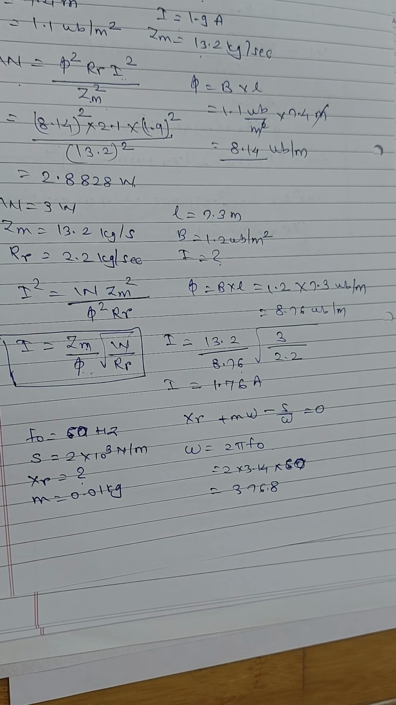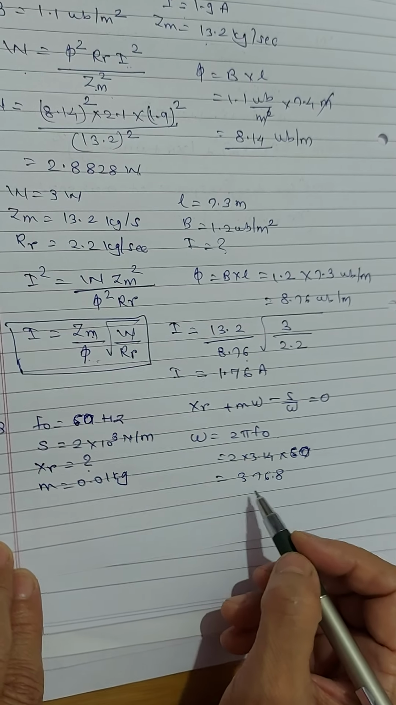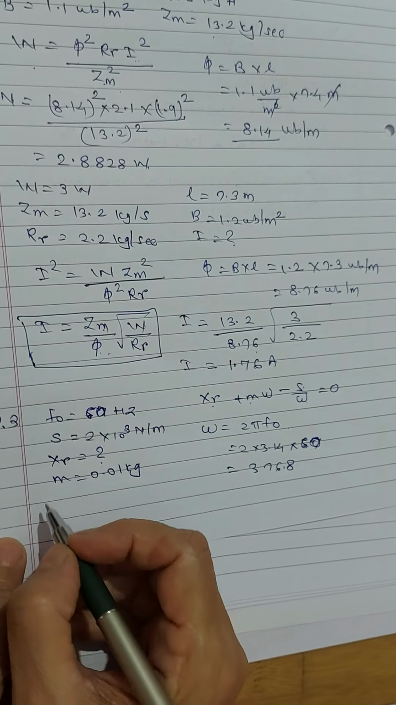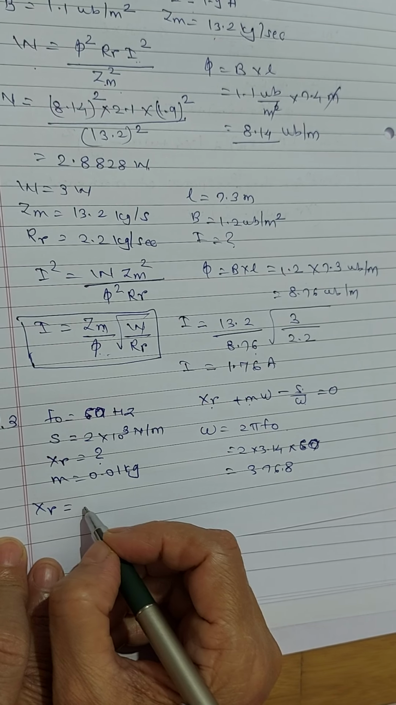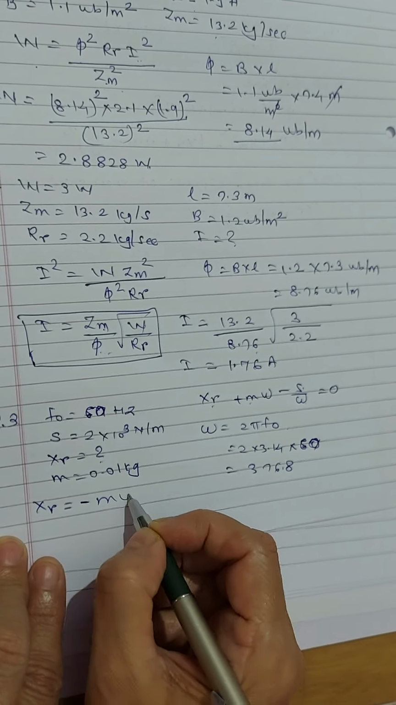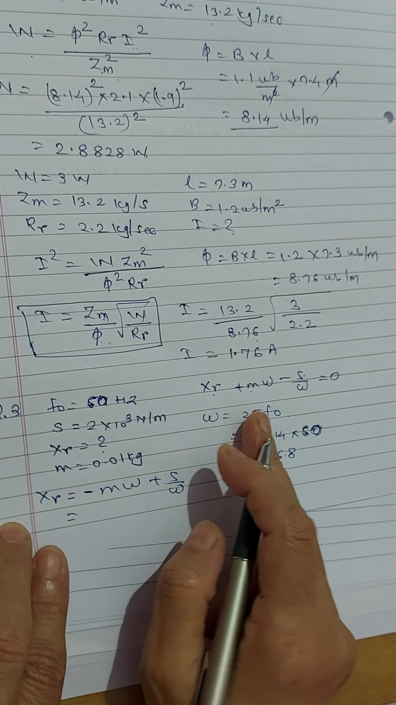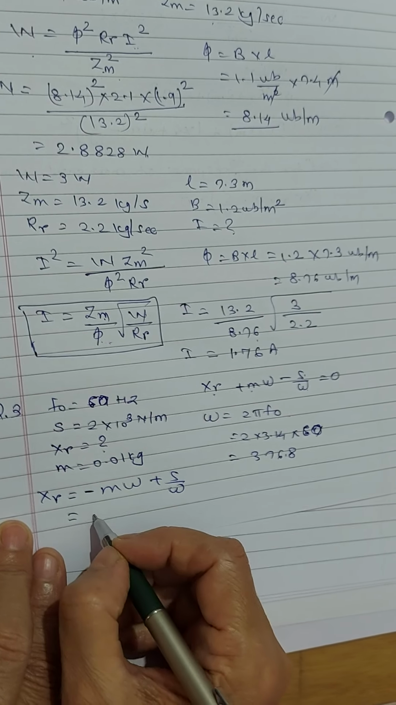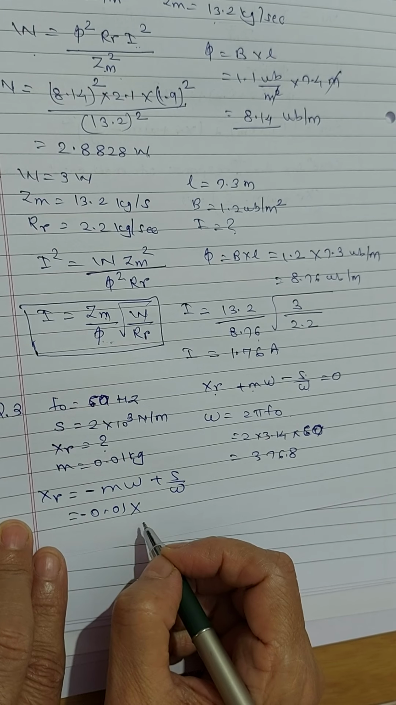Okay, after getting this, what is my next job now? My next job is to substitute and get the XR. So now do I have everything? Yes, I know S, I know omega, I know M. So I can very well get the XR. So what is the XR now? XR is minus M omega plus S by omega. So how much is M? M is 0.01 kg. So 0.01 kg, don't forget the minus sign, into omega.